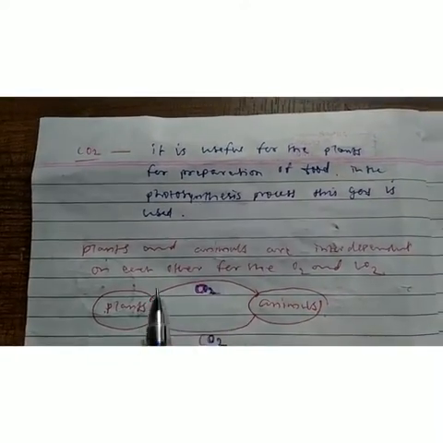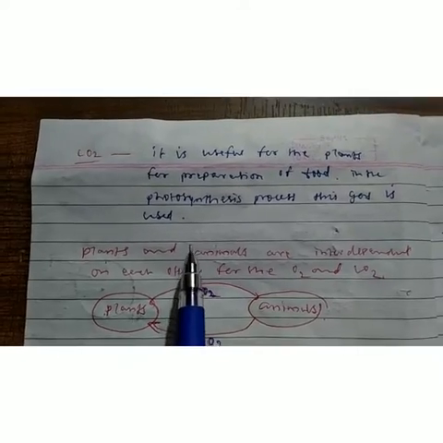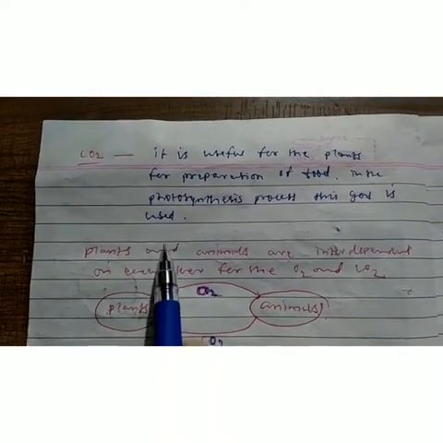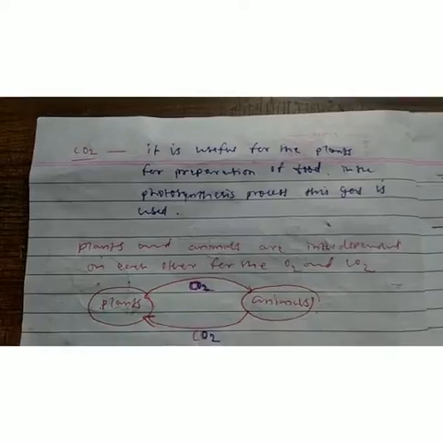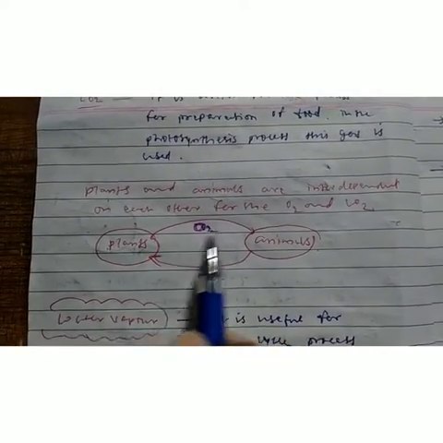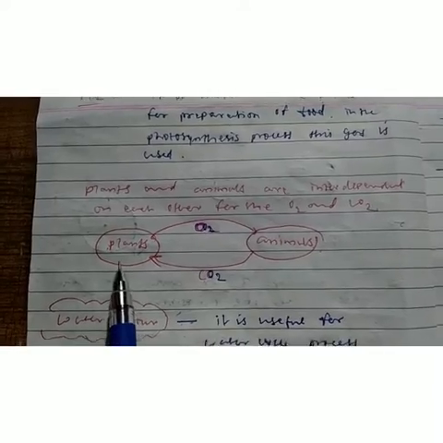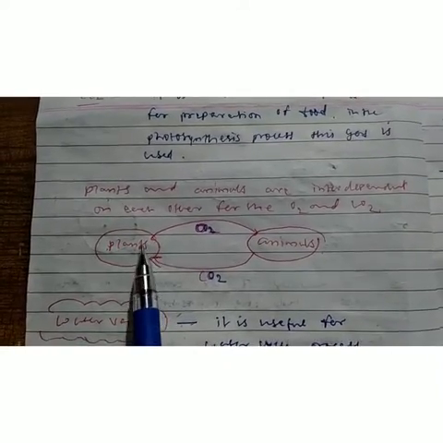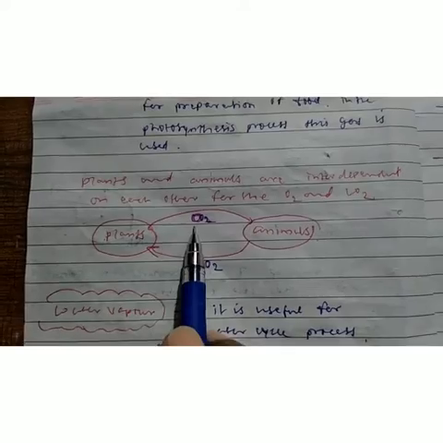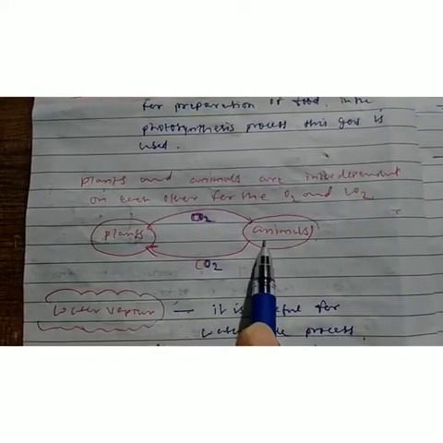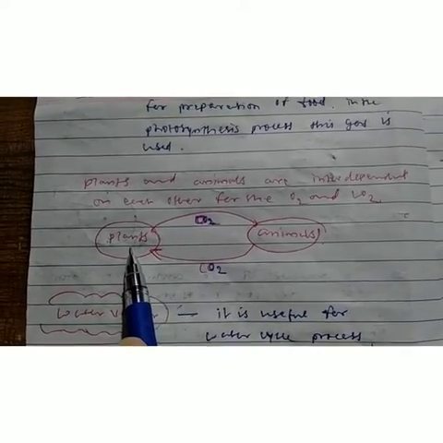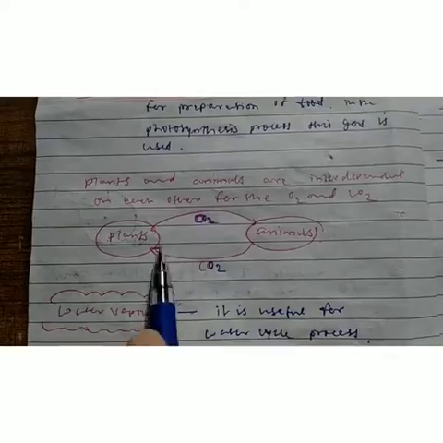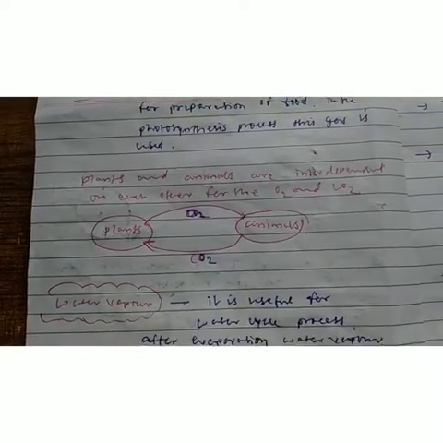In that process, carbon dioxide plays a very important role, and in this way you have studied nitrogen, carbon dioxide and oxygen. Now you see how plants and animals are interdependent on each other. Plants in the photosynthesis process prepare the oxygen, and that oxygen is received by the animals, and the animals breathe out the carbon dioxide, and that carbon dioxide the plants receive. In this way, plants and animals are interdependent on each other.